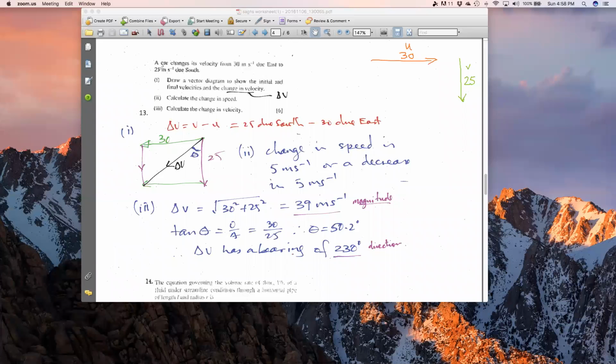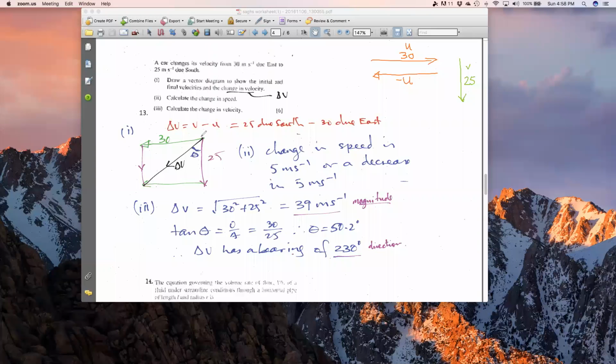Now the first part: draw a vector diagram to show the initial and final velocities and the change in velocity. So this is the initial and final. How do we get the change in velocity? We had said before that the change in velocity is the final minus the initial. And we have v here. In order for us to add the initial, we have to turn it around. So this here is minus u. If that's u, this is minus u. So we really have to do an addition between this green and this orange vector.